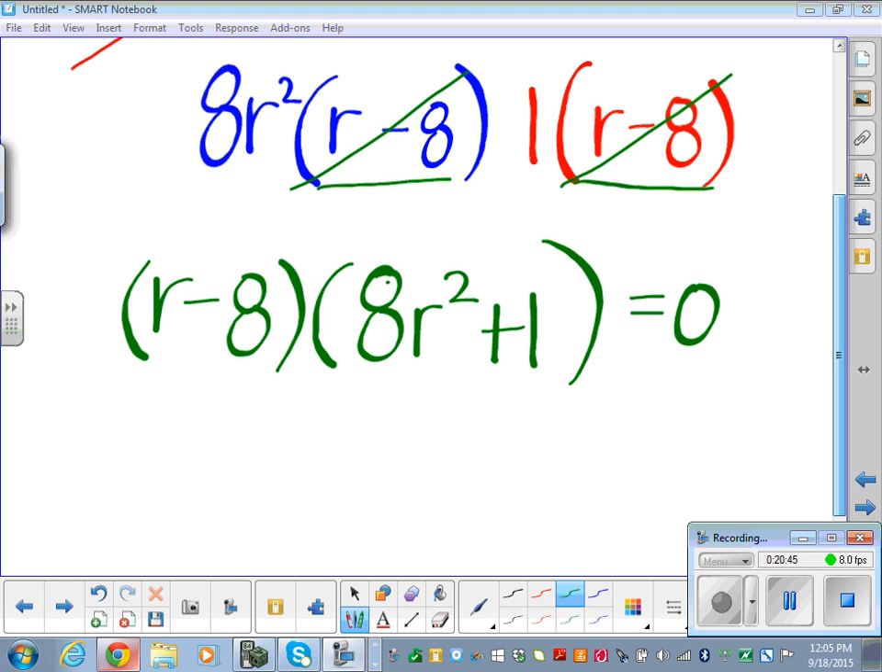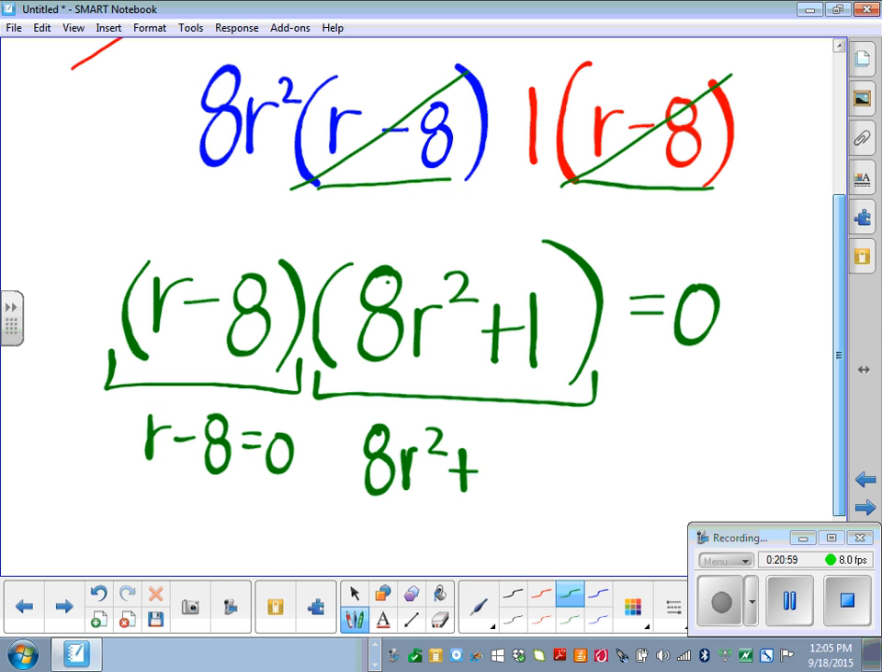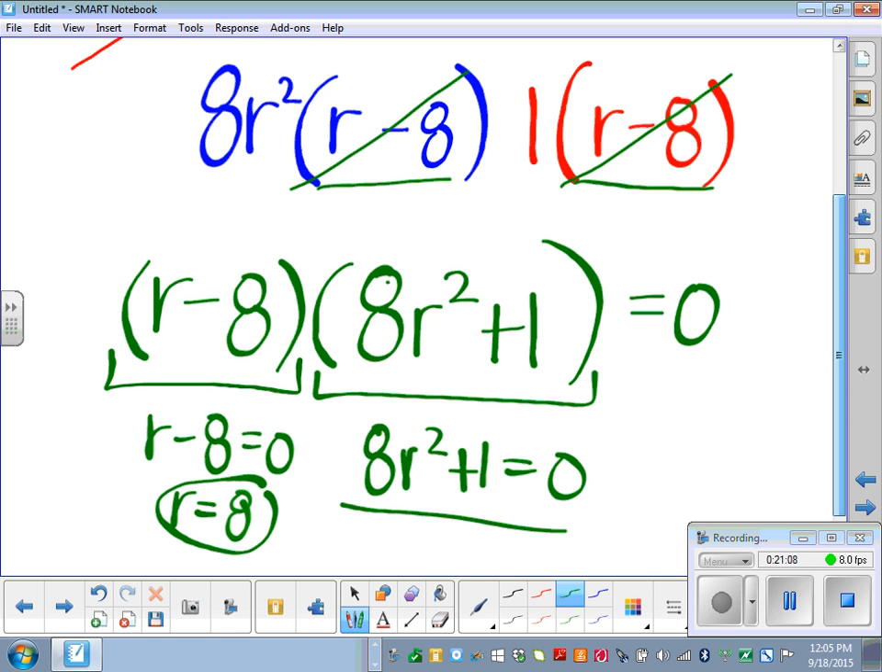Now I did notice it just said to factor these, not solve. But if we wanted to solve, we would set each of them equal to 0. So we would say r minus 8 is equal to 0, and then we would set 8r squared plus 1 equal to 0. The first one would be easy to solve. We would get r is equal to 8. This one we'd have to go through and use either the quadratic formula because it's still quadratic, or something. But like I said, you were told to just factor, so this would be how you factored.